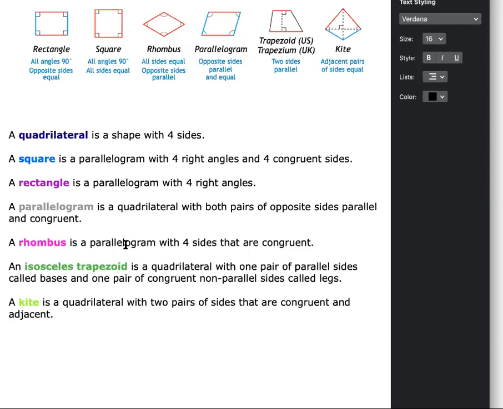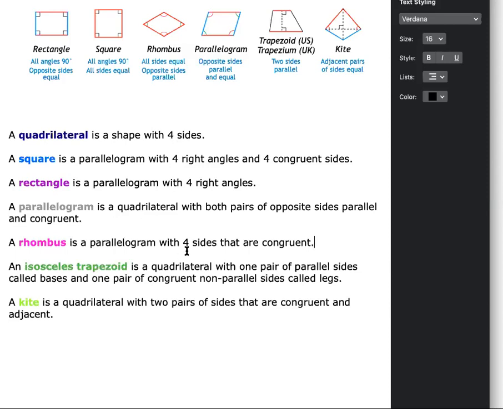A rhombus is a parallelogram with four sides that are congruent. So the rhombus is going to be the third image right there. Those are not necessarily 90-degree angles. All sides are equal and opposite sides are parallel.